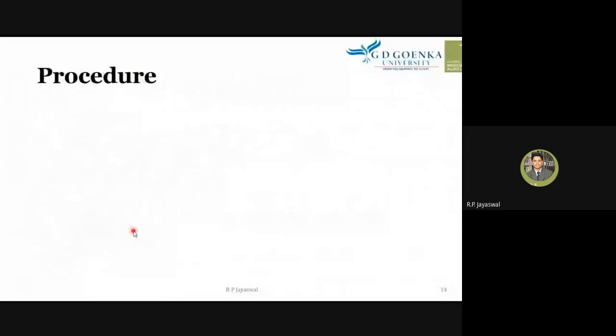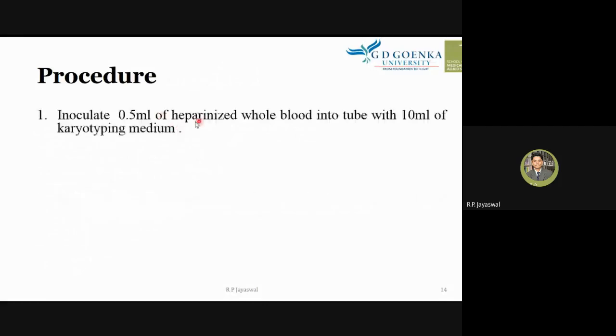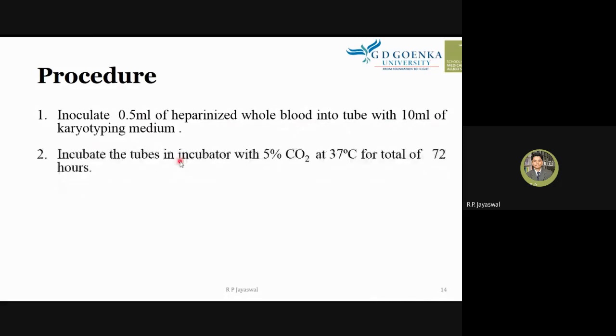What is the procedure? There are different steps, so you need to remember what the steps are. First, you need to inoculate 0.5 ml of whole blood into a tube. You take a tube, add 0.5 ml of whole blood, and then add 10 ml of karyotyping medium. Then after that, we need to incubate the tube in the incubator.